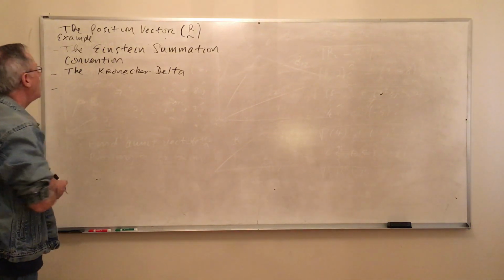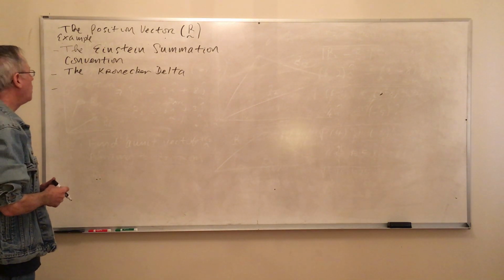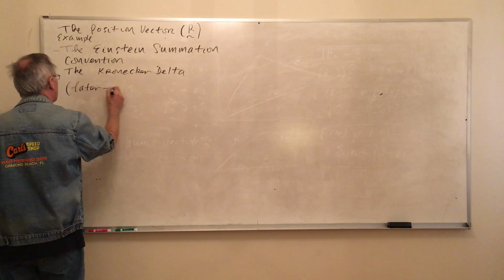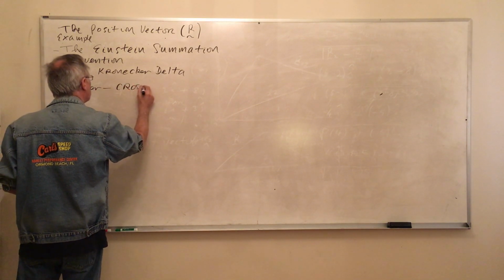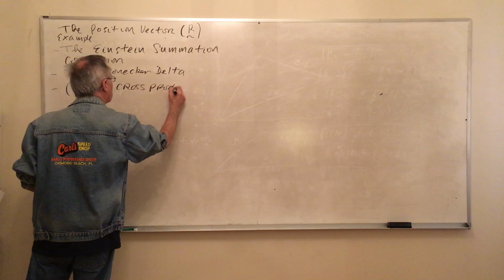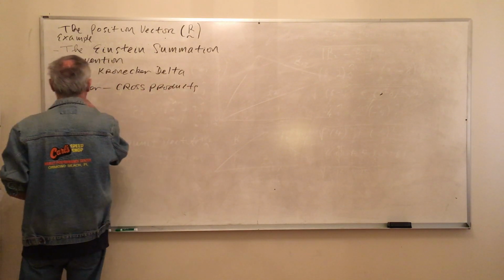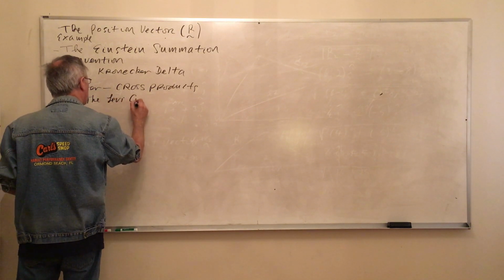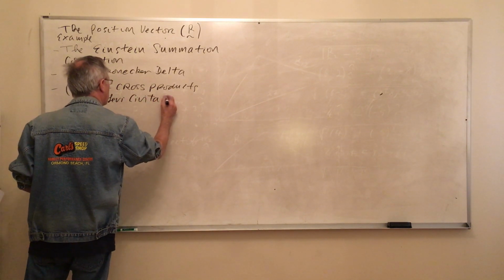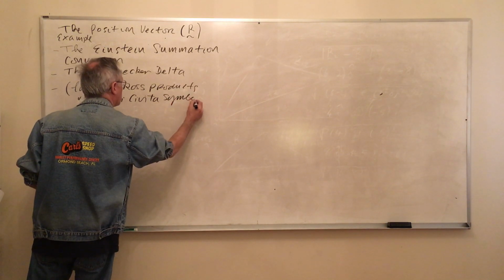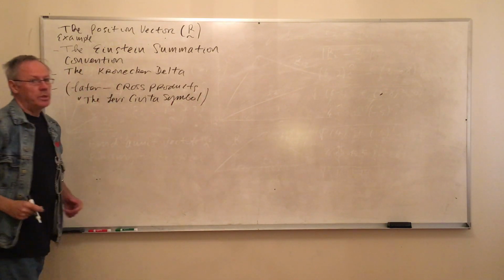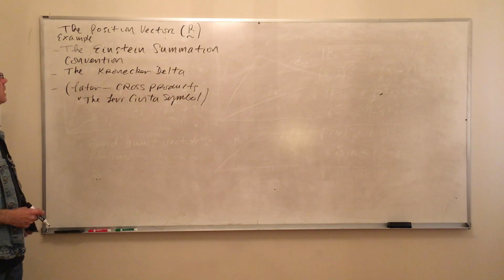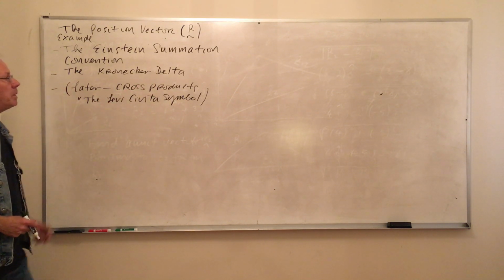So we're going to talk about the Einstein summation convention, the Kronecker delta, and later, when we do cross products, a more general Kronecker delta, it's called the Levi-Civita symbol. So the Einstein summation convention.